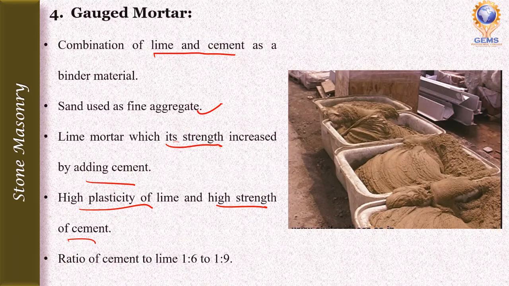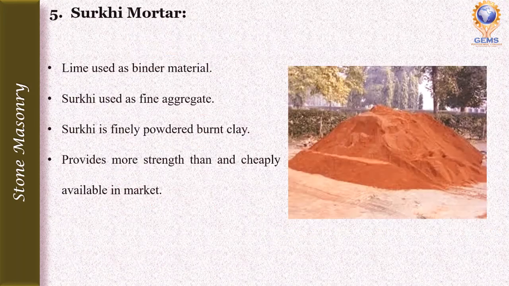The ratio of cement to lime ranges from 1 to 6 to 1 to 9. So if you are using 1 part of cement, we have to use 6 parts of lime. So this is the gauged mortar.